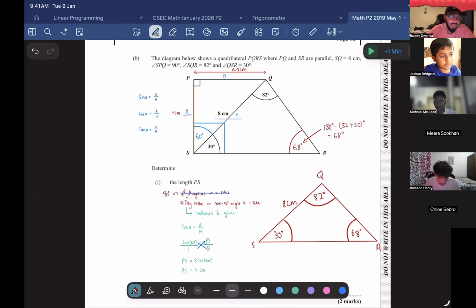So for this question, I would actually tell you, you might have to use the sine rule. I was not going to say that, sir, because if we try the trig ratios, I don't think it would work. No, it wouldn't work because this is not a 90-degree angle triangle.